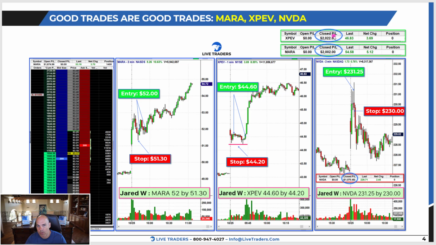And then boom, it triggered 44.60, 44.20. We ripped, made a couple grand on XPEV, took a 2-minute 3-bar play on NVDA right here, $231.25 by 2:30.